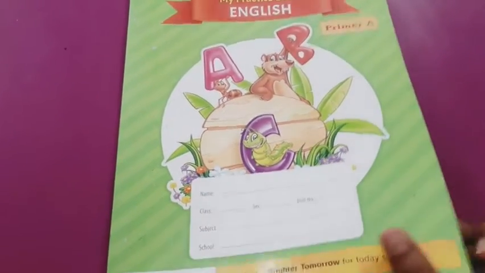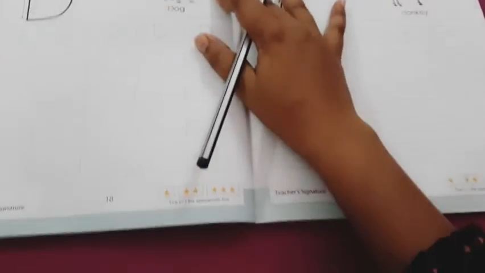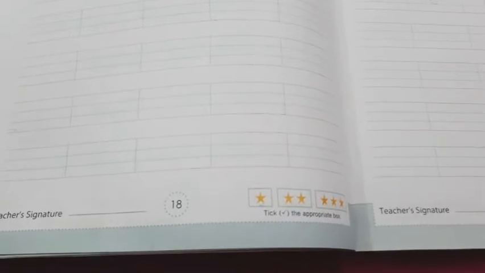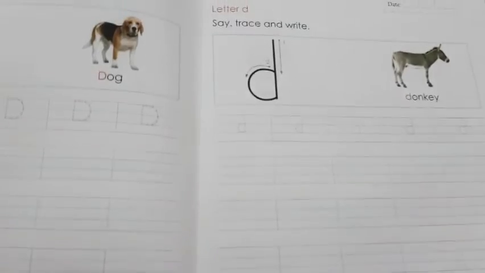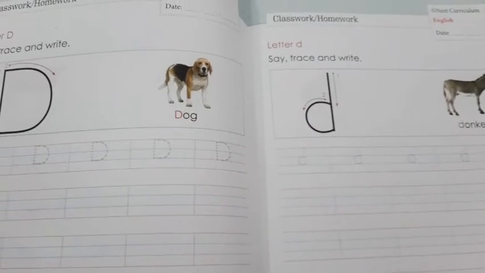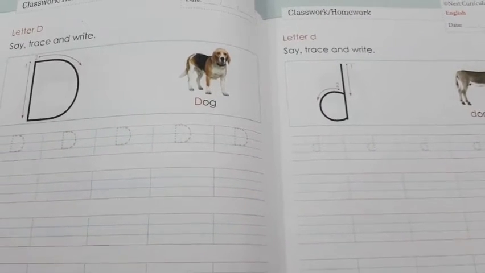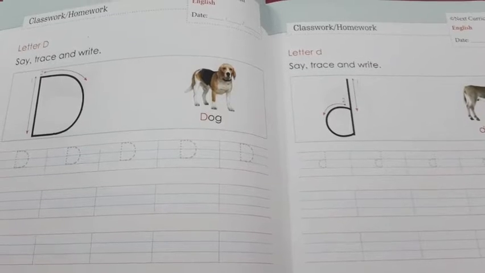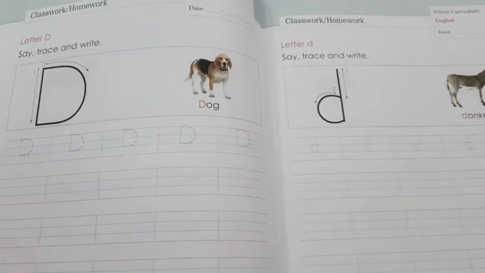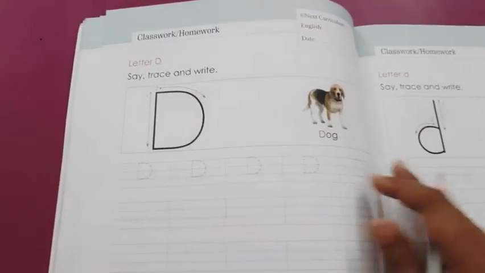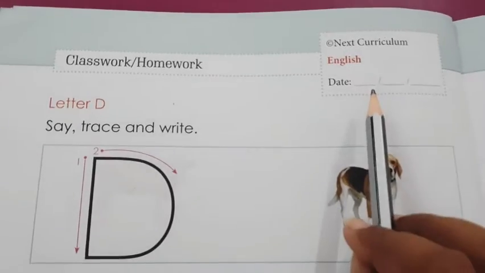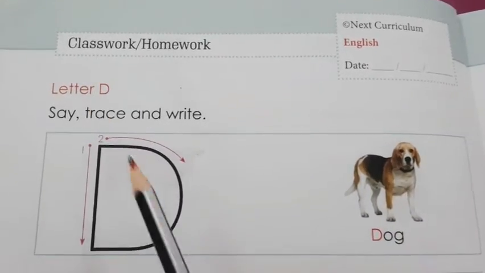So in English workbook, you have to open page number 18 and 19. Students, as you know, we had discussed capital D and small d in our live class, and we had done it in our book number 2 as well. So here we are going to practice in our English workbook. For that, first of all, you have to mention today's date over here, and please put a tick on classwork.